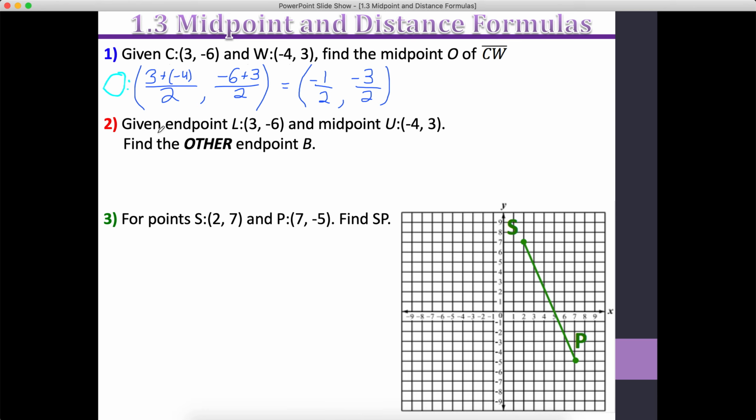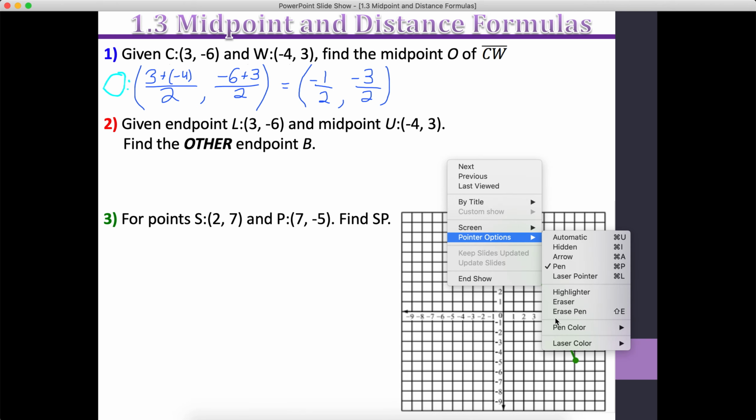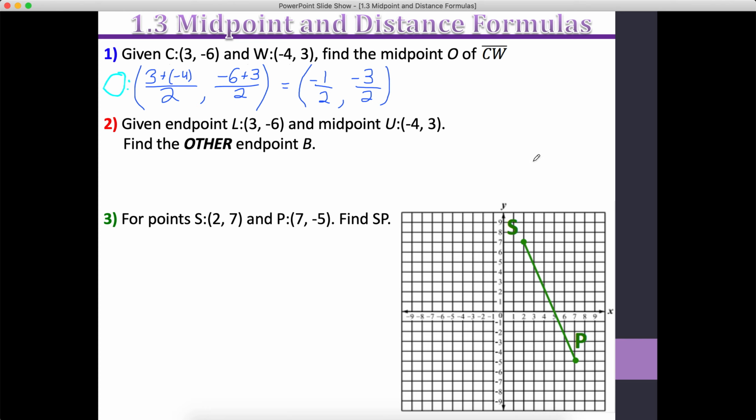However, look at this one. This one's kind of weird. Given endpoint L and midpoint U, find the other endpoint B. I'm definitely going to give you a problem like this in the future, in a graded context, and it's definitely going to be tricky, and if this is your first time trying it, like on the quiz, you're going to have a really hard time. It's going to take forever, but I'm about to show you a shortcut. So if you'd like to, again, I recommend pausing the video so you can try it yourself. I would pause now, actually, and then I'll start in a couple moments.